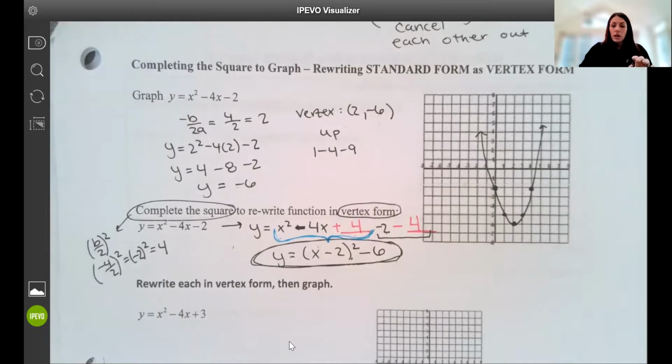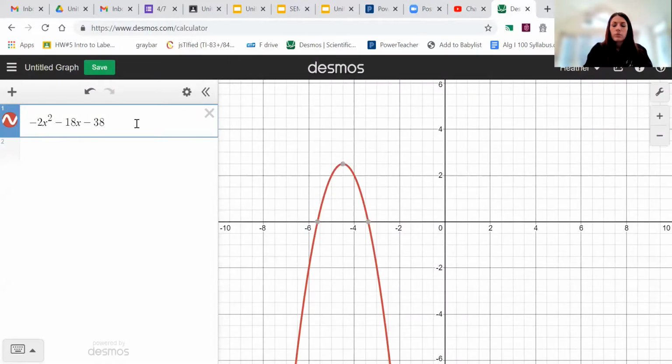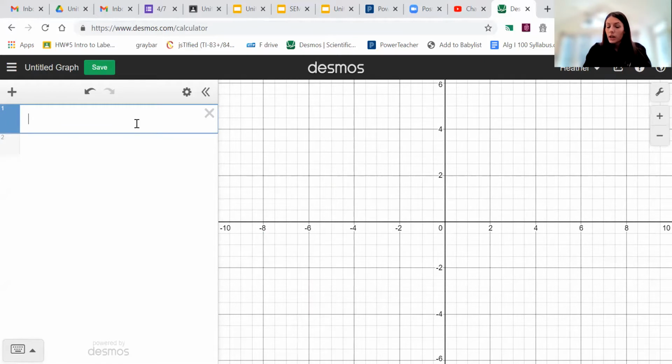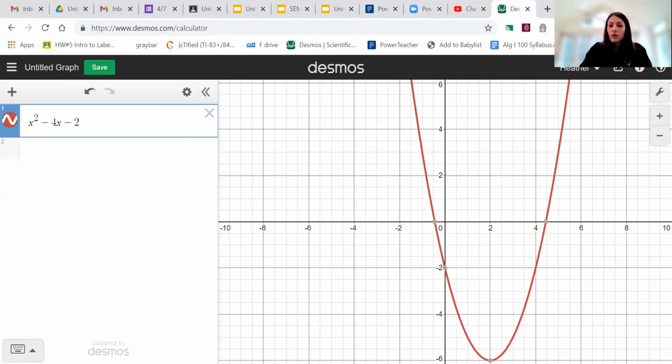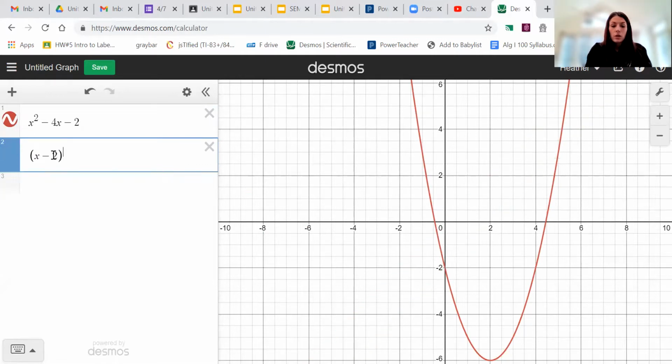So I'm going to share my other screen. If I were to, in Desmos, enter in the original function that we had, which is x squared minus 4x minus 2, we'd have that graph, and we'd see there's our vertex at 2, negative 6. And if I were to enter it in vertex form, x minus 2 squared minus 6, you see how it just covered it up? It's the exact same quadratic. So I'll turn off the green one. The exact same quadratic. It's just in a different form.